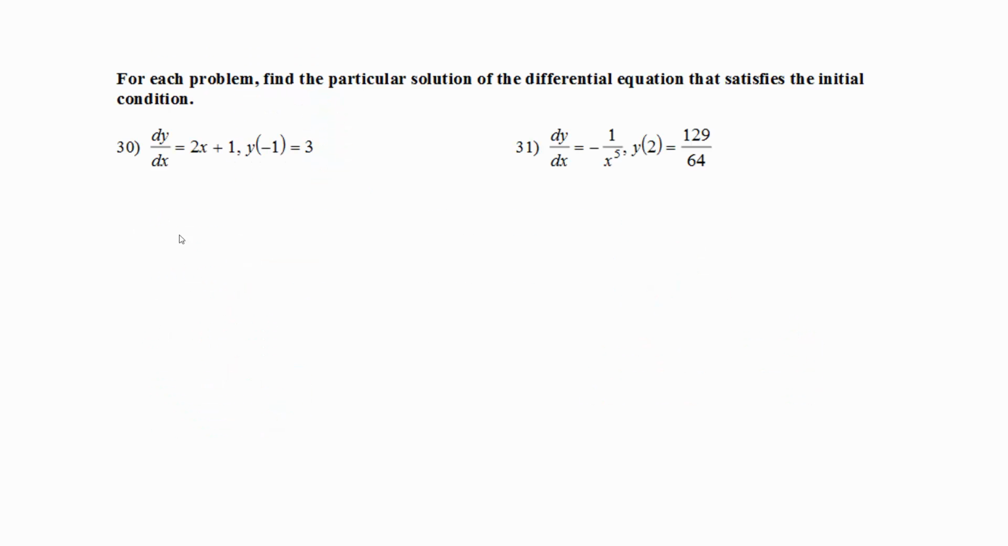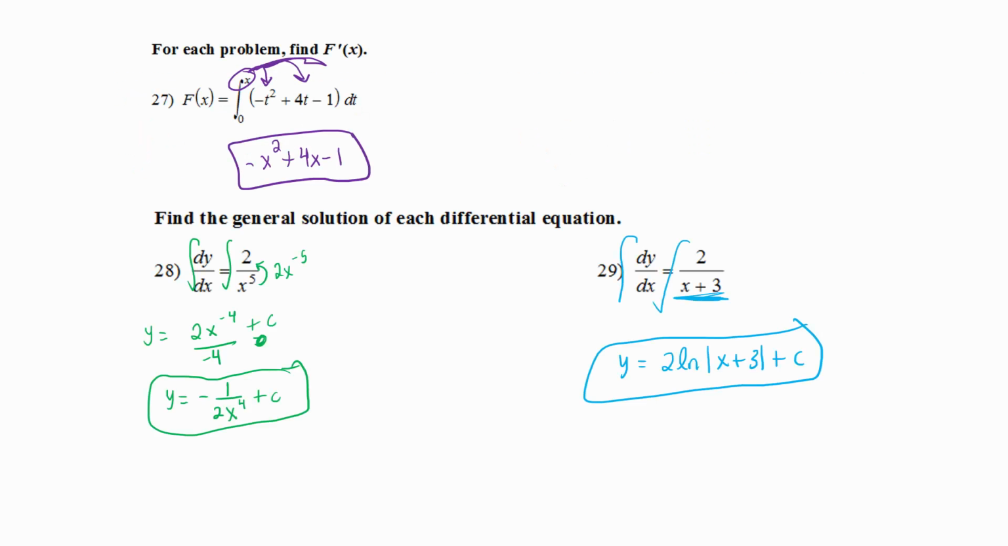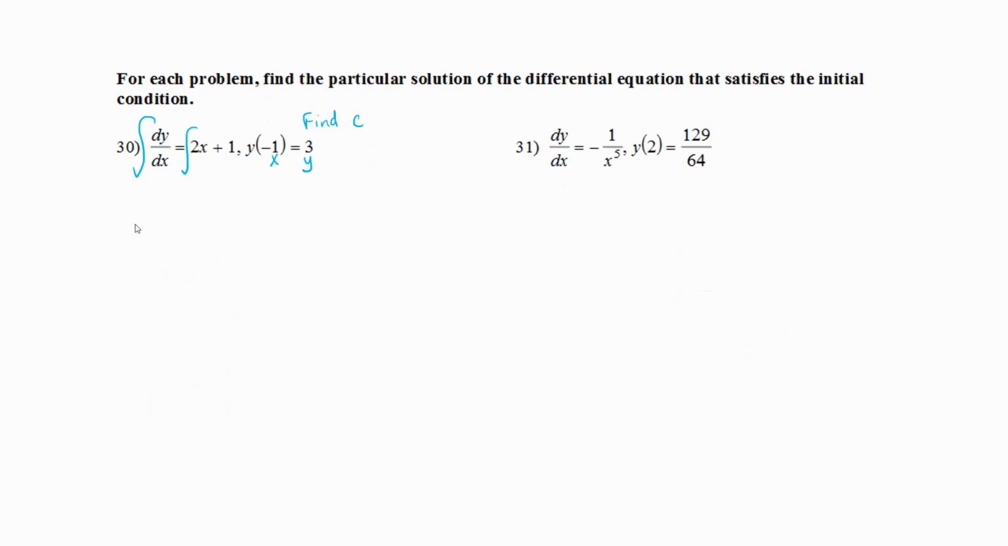Now we're going to find some particular solutions. So it starts the same way by integrating both sides, but what they're doing is they're giving us an x and a y so that we can plug in and find the c that goes with this problem. Did I put plus c on the last one? Yes. Good job, me.